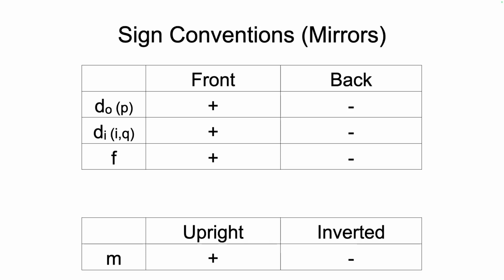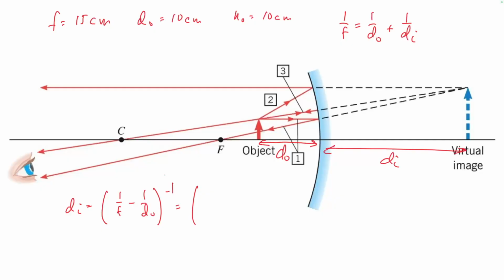The object is always going to be on the front of a mirror. It doesn't really make sense for it to be anywhere else. And then for the image, notice the image distance is positive if the image is on the front, and negative if the image is on the back. So, what have we got here? Here's the focal point. Here's the shiny side of the mirror. And so our focal point is on the front side of this mirror.